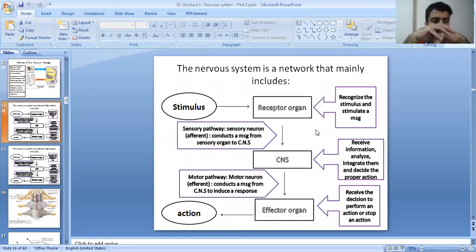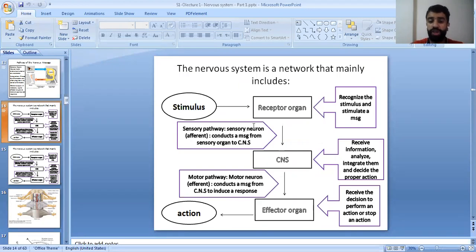For example, I saw a bottle of water. Okay? So I saw it. This is the stimulus. This stimulates my organ, my nervous system. I saw it using my eyes. So this is the receptor organ. It will recognize the stimulus and will stimulate a message. So a message will move from the receptor organ through the central nervous system, which is the brain and the spinal cord. But this message needs a taxi.